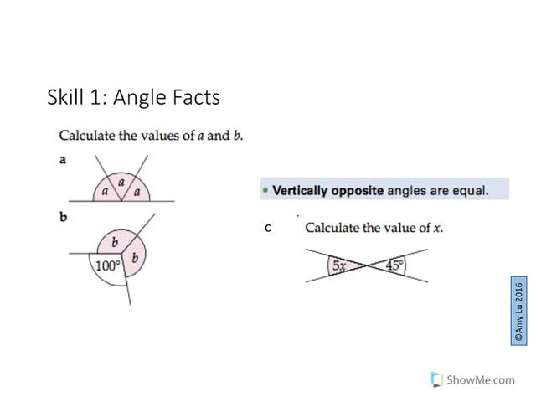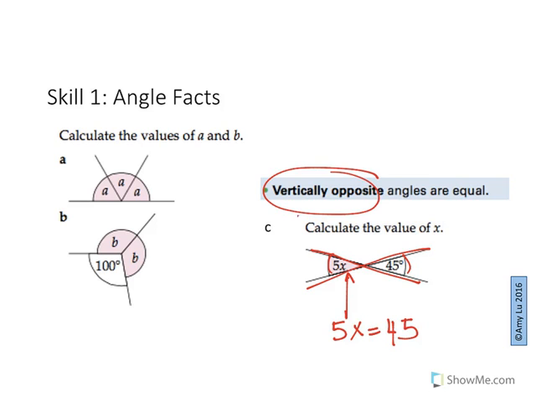Now in problem C, one thing we need to understand is that vertically opposite angles are equal. Vertically opposite angles basically mean when you cross two lines and they create the letter X, the angles across from each other are equal. So that means that this 5x is equal exactly to the one across from it, 45 degrees. So 5 times what number, since x is a missing number, is equal to 45? Well, if we divide both sides by 5, that means we know that x is equal to 9. And that's it.